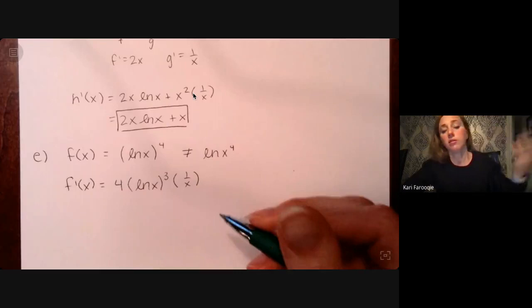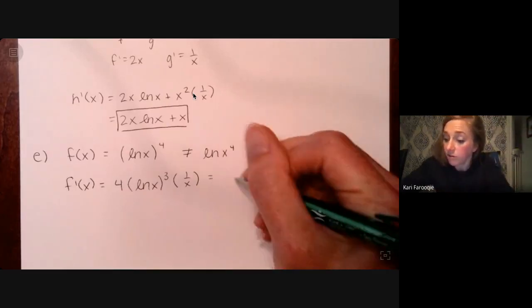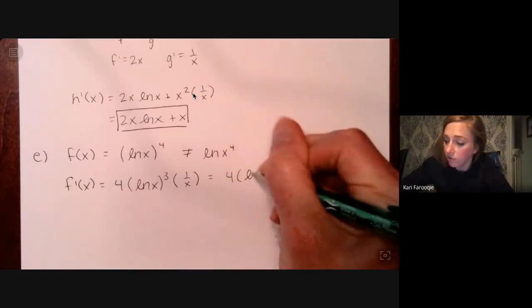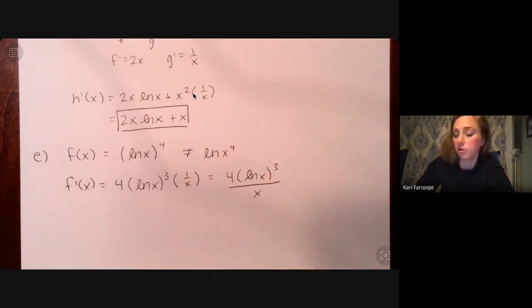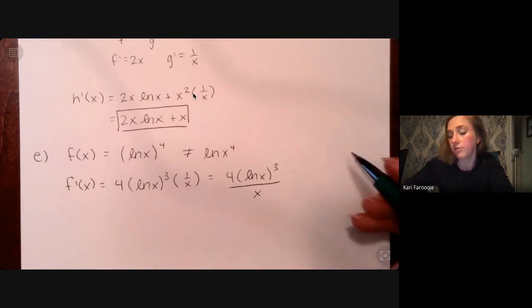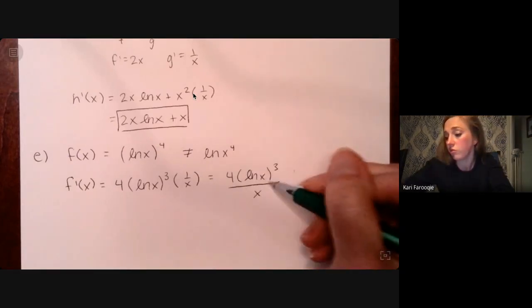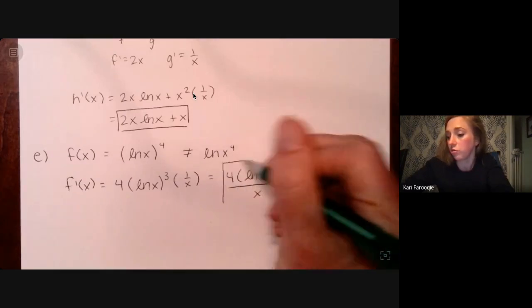There's really not a ton you can do. I'd probably simplify this a little bit more by writing it as one fraction, just by putting that x into the denominator. Instead of multiplying by 1 over x, just divide by x. That's up to you. Just remember that you must have these parentheses around your natural log.